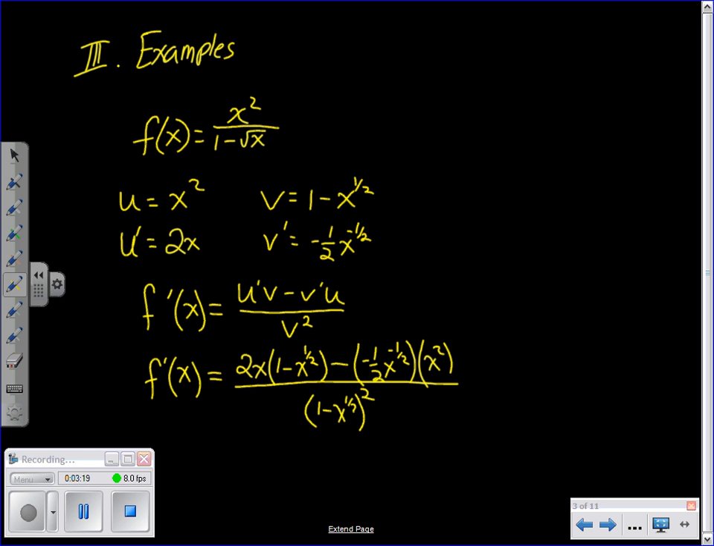It's very ugly looking, but this is what quotient rule does. It allows us to find derivatives of quotient functions. So of course I could simplify this if I wanted to, but for the sake of time, we're not going to do that right now.